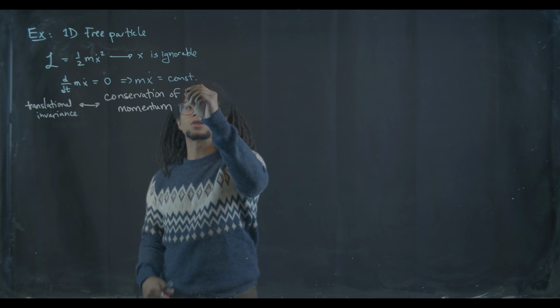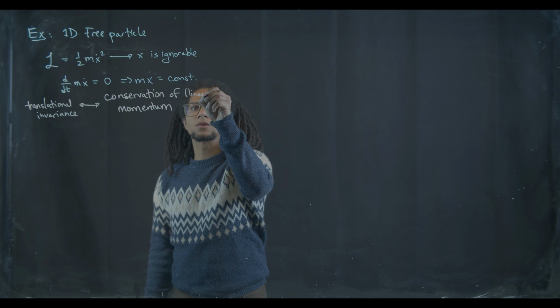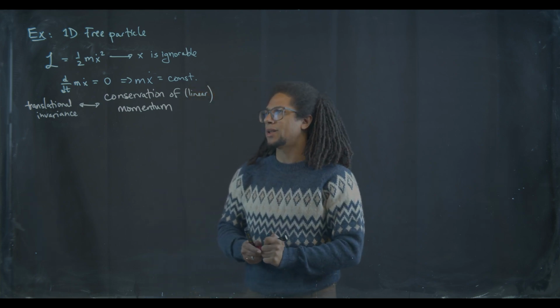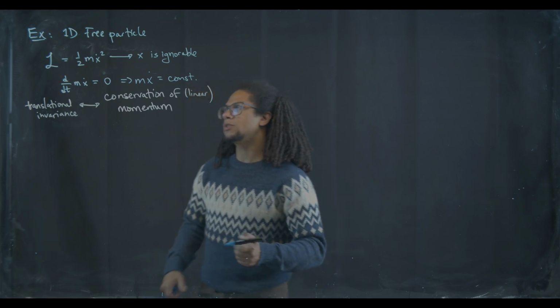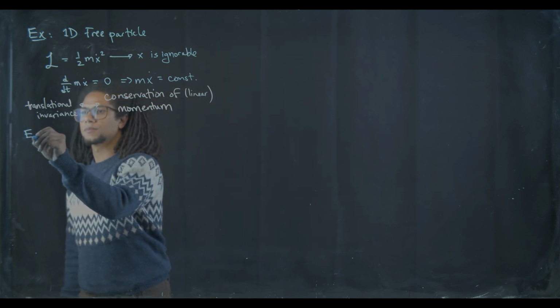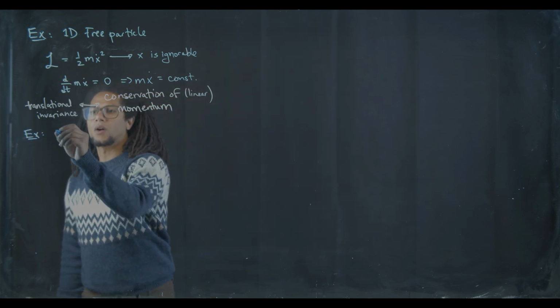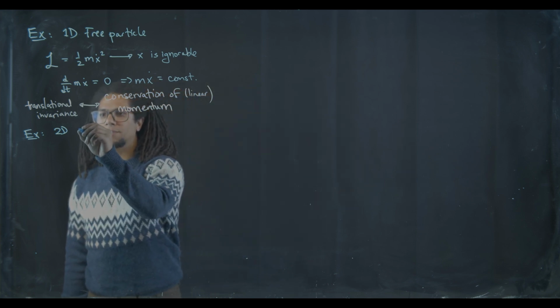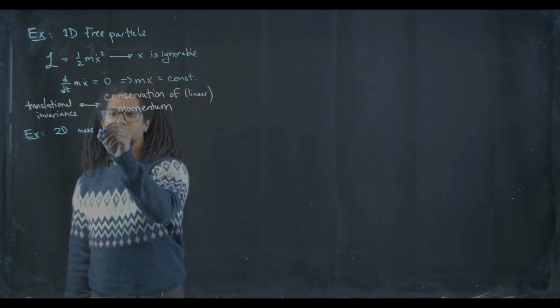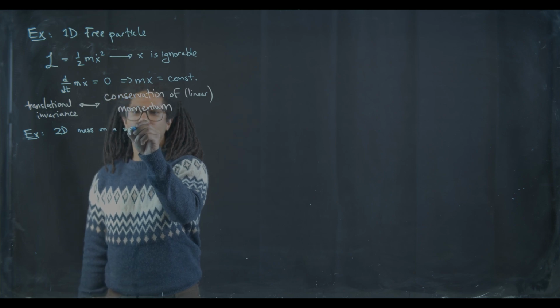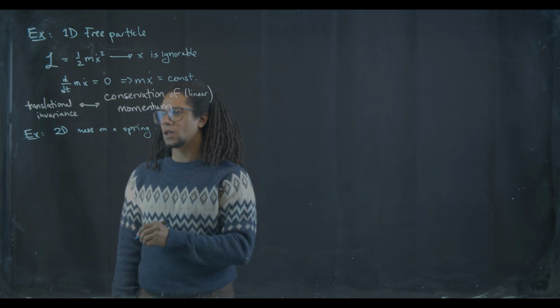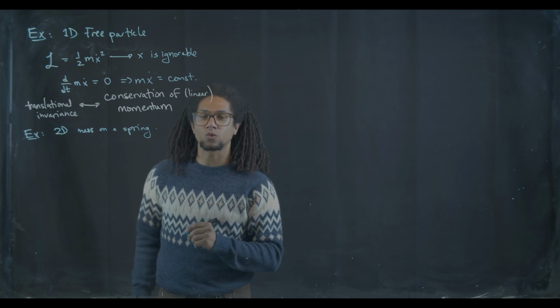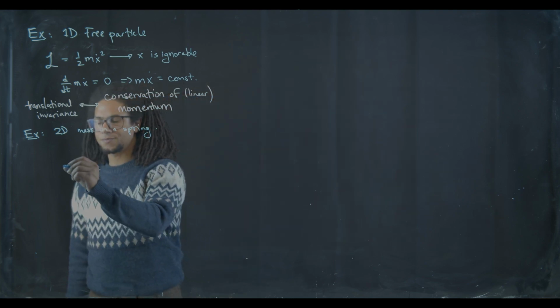And let me, just to be really clear here, make sure that it's obvious that I mean linear momentum. All right, let's do another example. Okay, let's do the same example as before, but in 2D. So we'll do 2D mass on a spring. Here, I'll use polar coordinates rather than spherical coordinates.